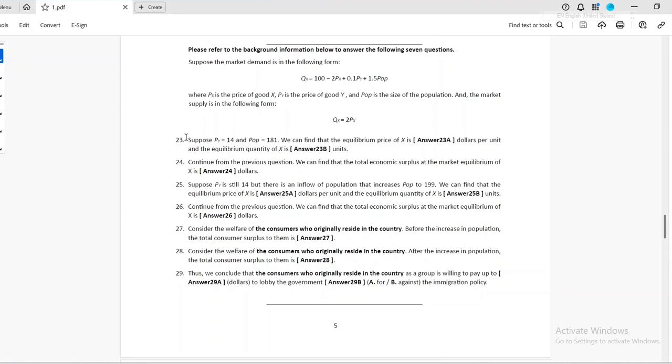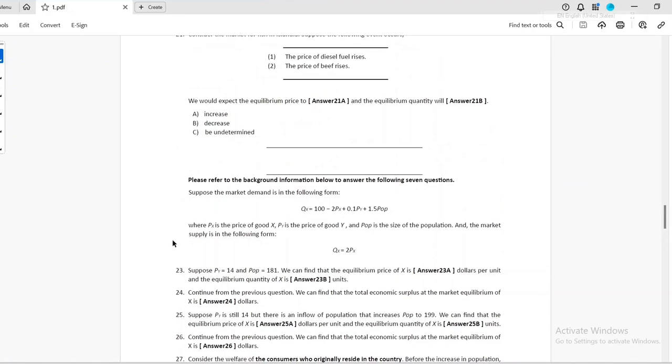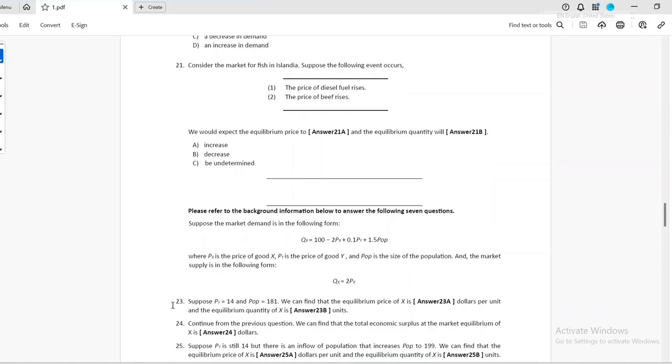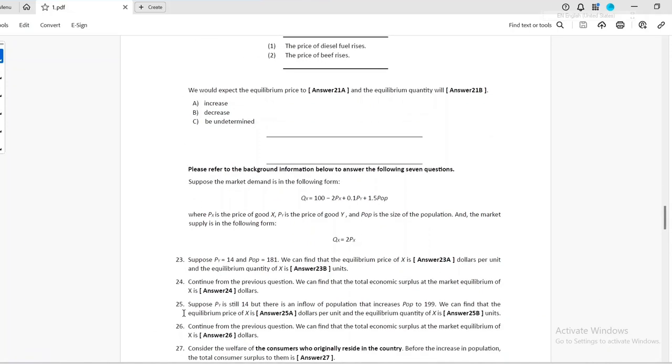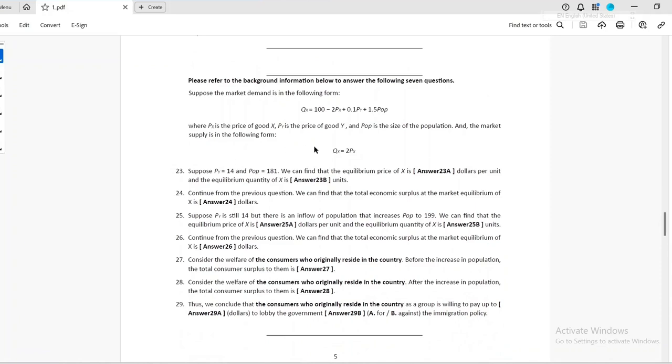So in question number 23, okay, so let me tell you, there is no 22 because there is some mistake in numbering. Okay, so right after 21, there is 23. So please do not get confused. In question number 23, we are given demand relation and supply relation, and we are asked to calculate the equilibrium price and quantity. So let's go to GeoGebra.